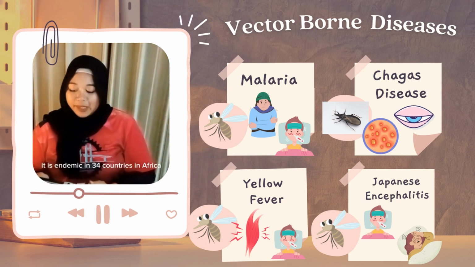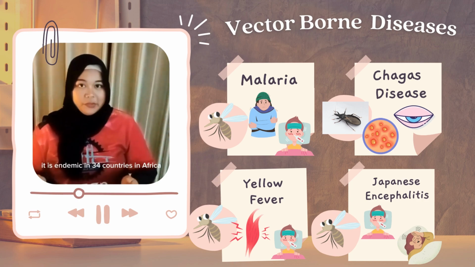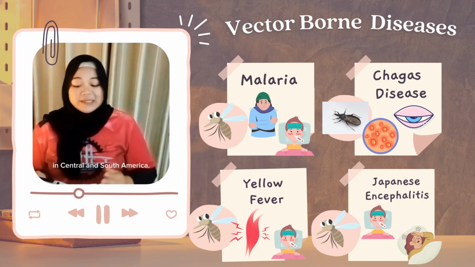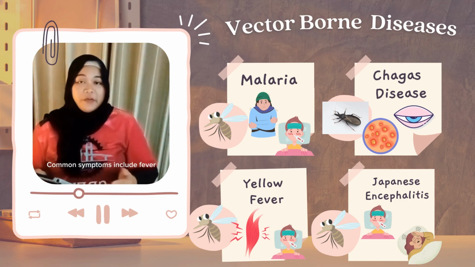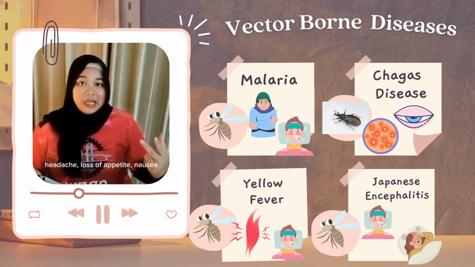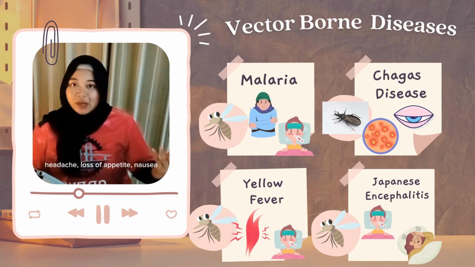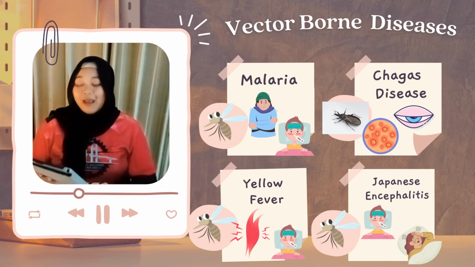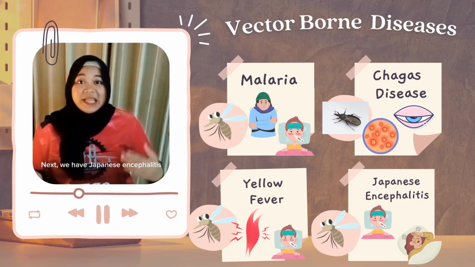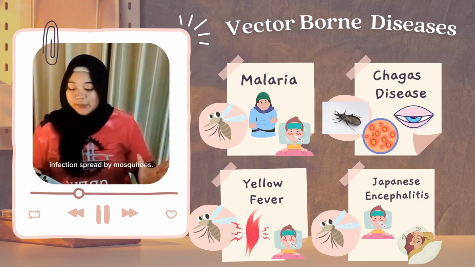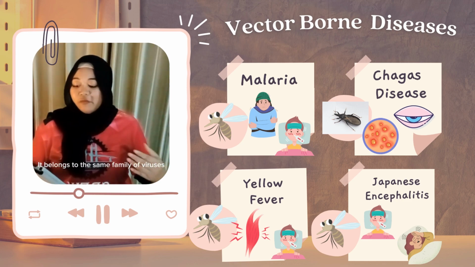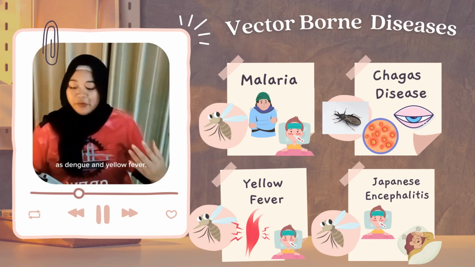It is endemic in 34 countries in Africa and 30 countries in Central and South America. Common symptoms include fever, muscle pain, headache, loss of appetite, nausea, and vomiting. Next, we have Japanese encephalitis, which is a viral infection spread by mosquitoes. It belongs to the same family of viruses as dengue and yellow fever.